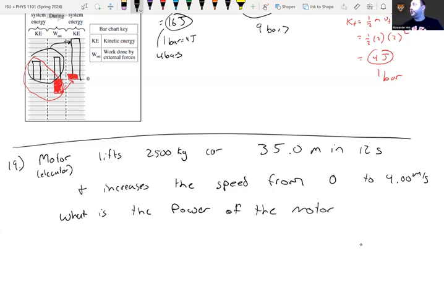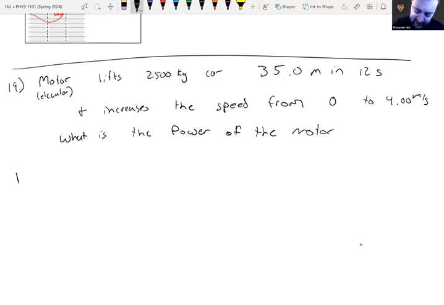All right. So this is something we're going to have to take a look at. We need to know not only how to use power, but we're also going to need to do some energy conversion here because there are going to be multiple forms of energy. Okay. So in this case, the power is going to be the work done by the engine over delta T.